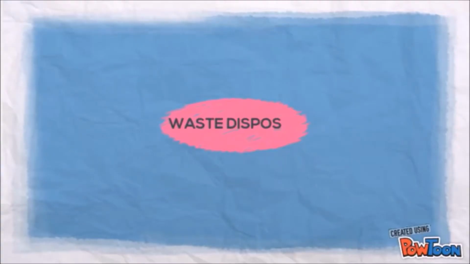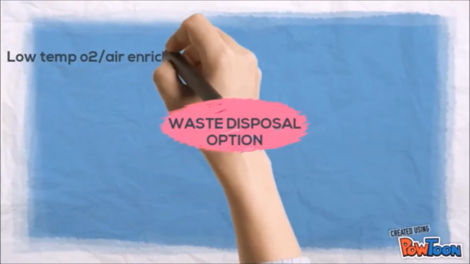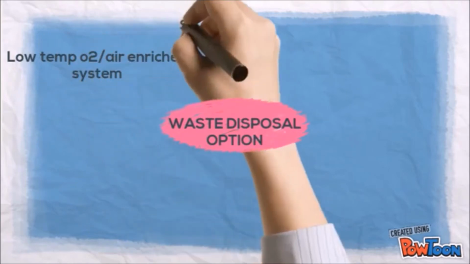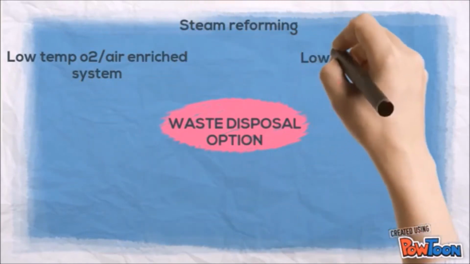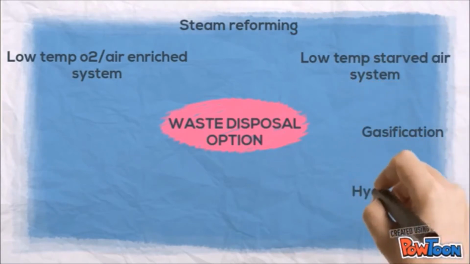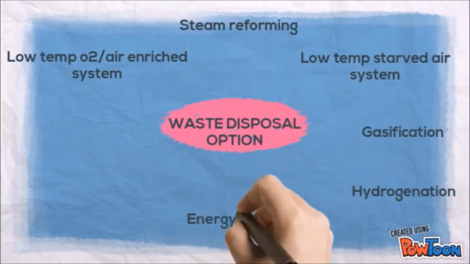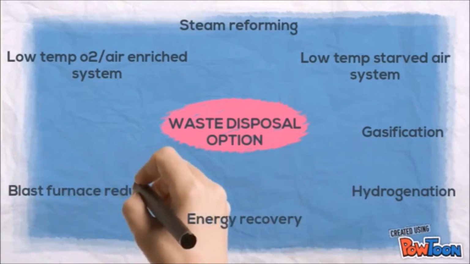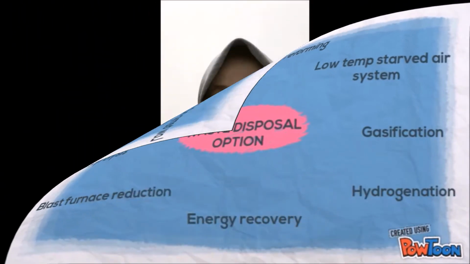Waste disposal options. First, low temperature O2 or air enriched system. Second, steam reforming. Third, low temperature starved air system. Fourth, gasification. Fifth, hydrogenation. Sixth, energy recovery. Seventh, blast furnace reduction. And last but not least, pyrolysis.